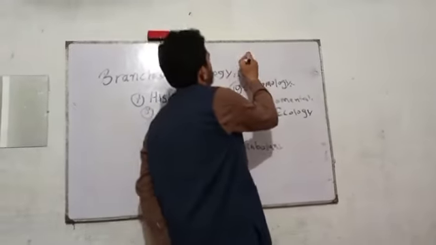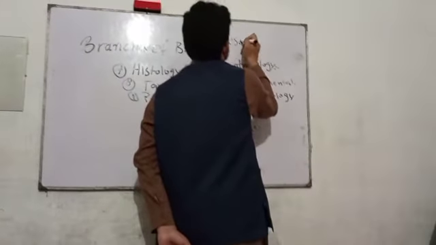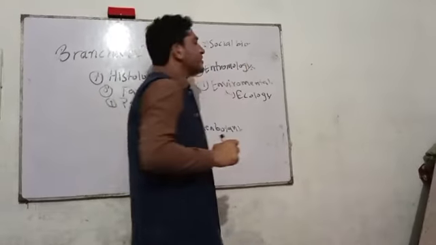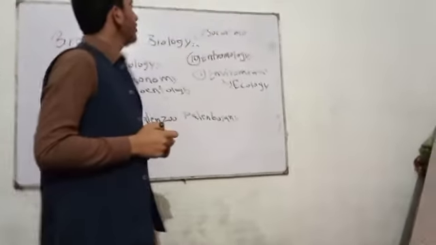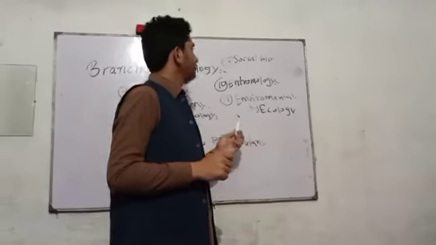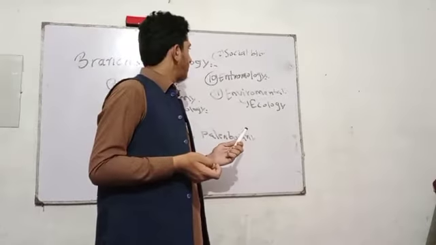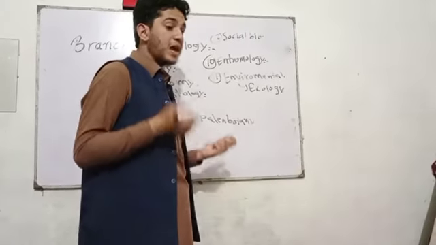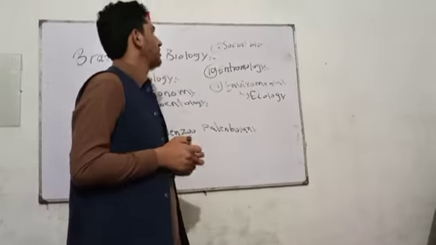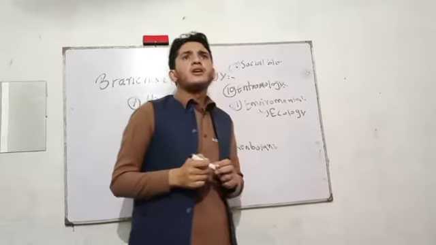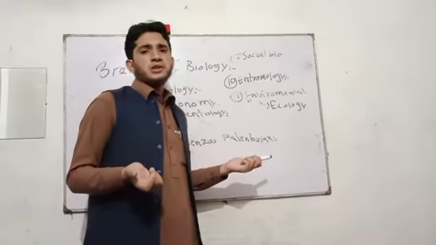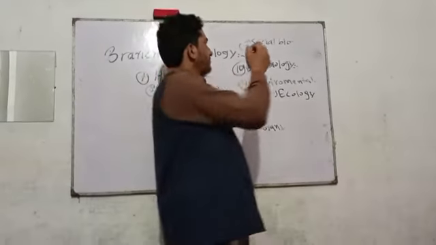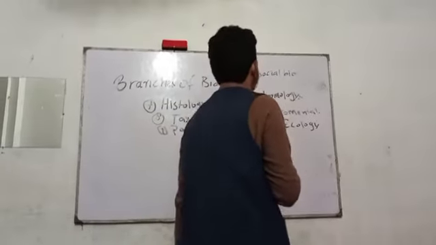Number 12, social biology. Social biology is that branch of biology which deals with the social behavior of social animals like humans, bees, and ants. These are social animals. What is a social animal? An animal which lives in family form, like us. Social biology is the study of social animals.